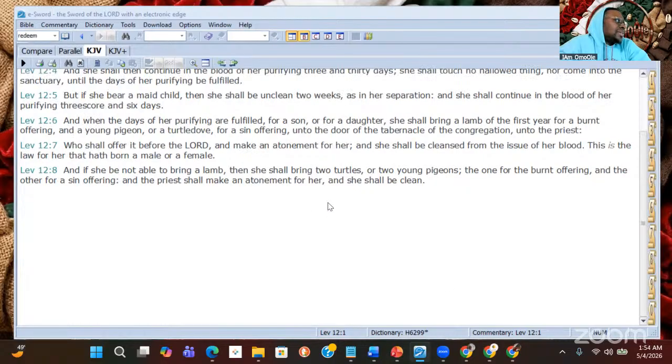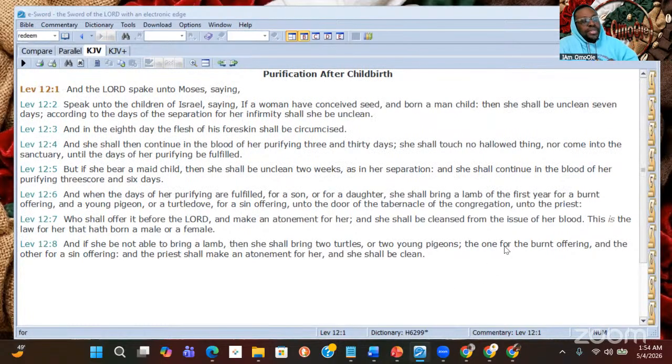So this is purification after childbirth, and she's responsible for this. She would be responsible to bring this to the priest, and she would still have to remain outside the tabernacle. She could only bring it to the door. Because remember, with the peace offering, it's different. They have to lay their hand on the head of the bullock or the head of the lamb during the peace offering, but it's not the same for the sin offering. Right.